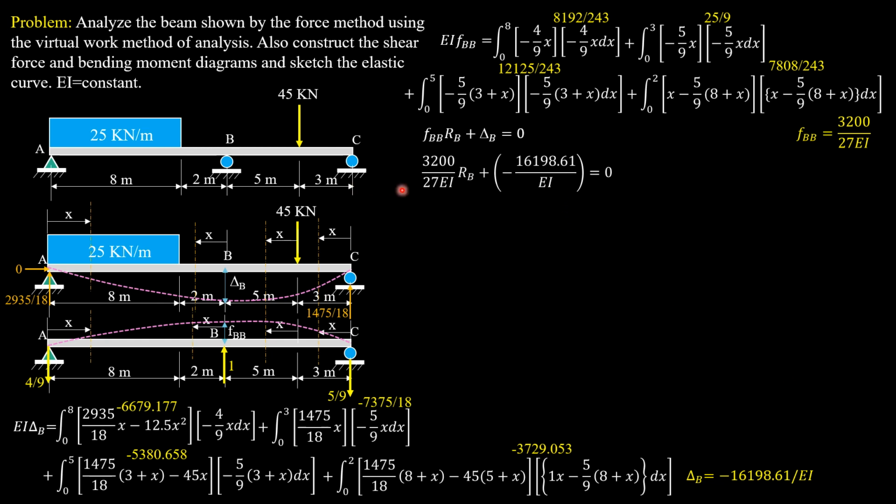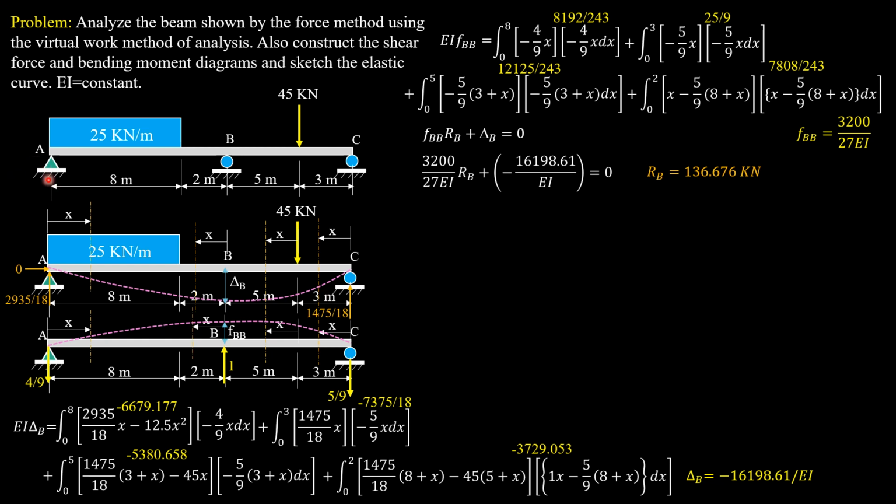Cancel out EI, then RB equals 16198.61 divided by quantity 3200 over 27, and that is equal to 136.676 kilonewtons, which is the same as the answer using area moment theorems. Then we can compute RA by statics, and RC by statics.